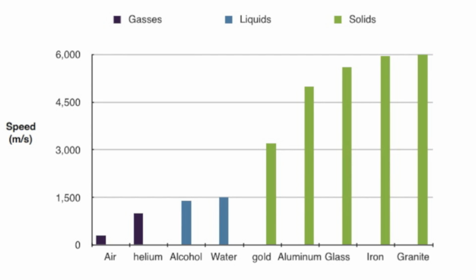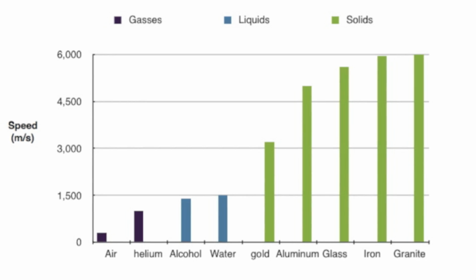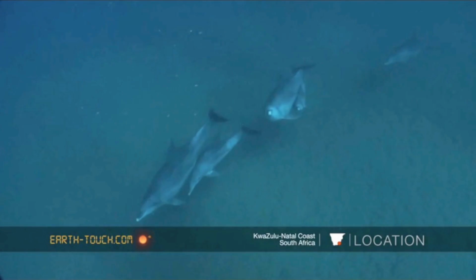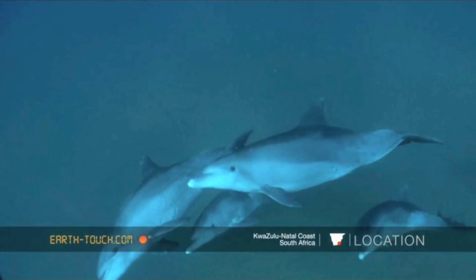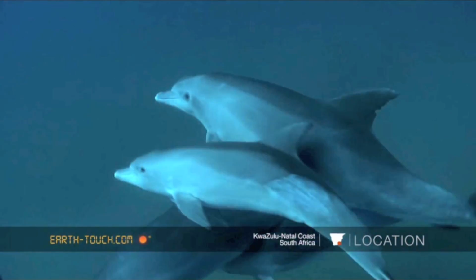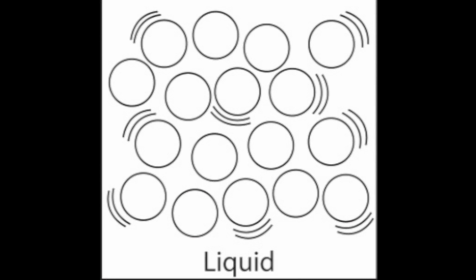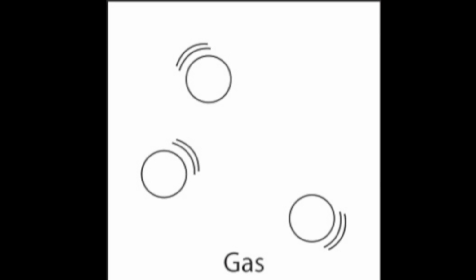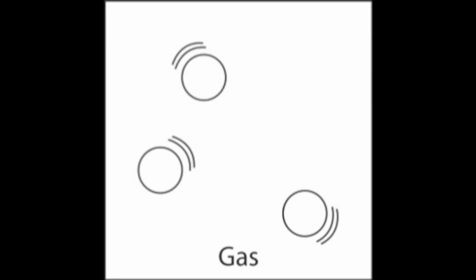That is extremely fast, but when you compare it to the water, well, there's no comparison. Sound in the water can travel at a speed of about 1500 meters per second. That's more than 3300 miles per hour. The reason for this lies in the particles. In a liquid, the particles are much closer together than in a gas. So sound traveling from particle to particle will move faster if the particles are close together.